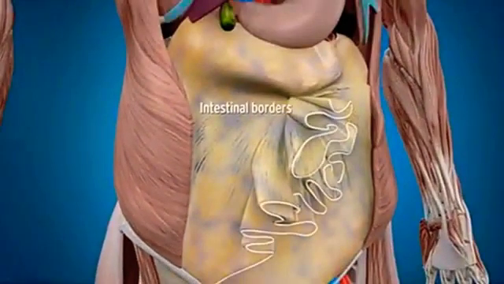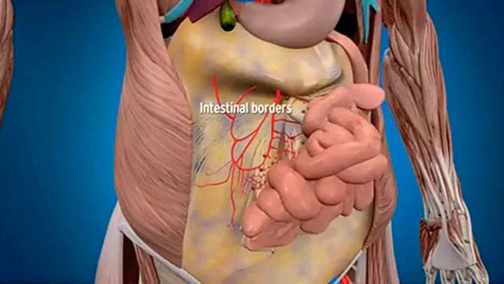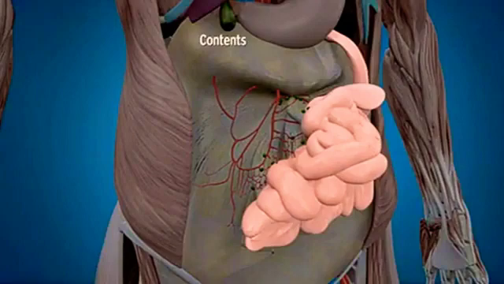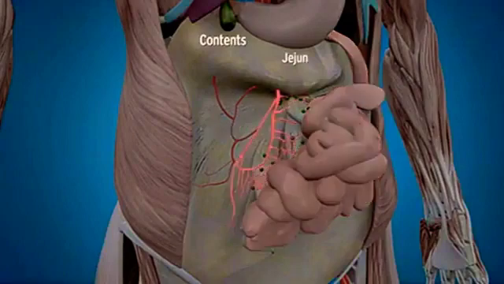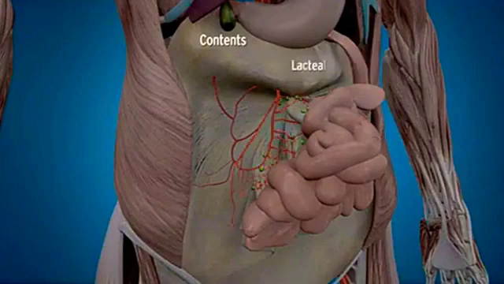Intestinal border. It is the free border. It is frilled, about 20 feet long. It encloses the jejunum and ileum. Contents. Jejunum and ileum. Jejunal and ileal branches of superior mesenteric artery. Lacteals and mesenteric lymph nodes.